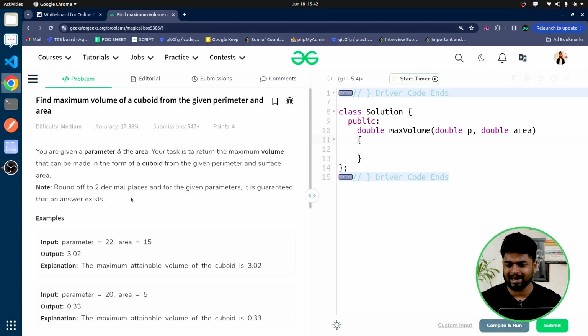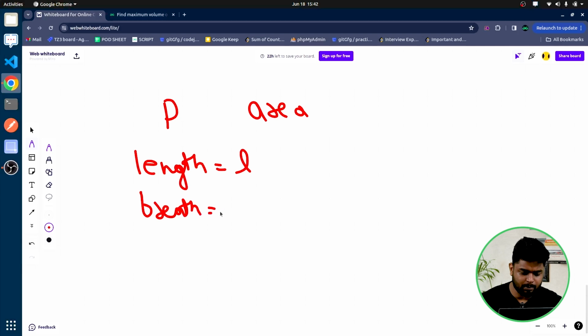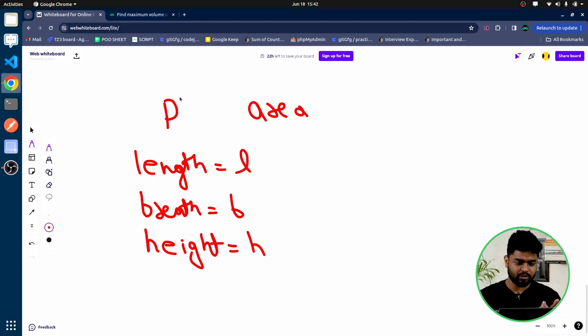So it's a very mathematical question. You have to apply basic mathematics. Let's say I have been given the perimeter and the area here. Let's assume that for this cuboid, our length is L, our breadth is B, and our height is H. So we know the perimeter, we know the area, and we have the length, breadth and height. Now we have to optimize the dimensions here.